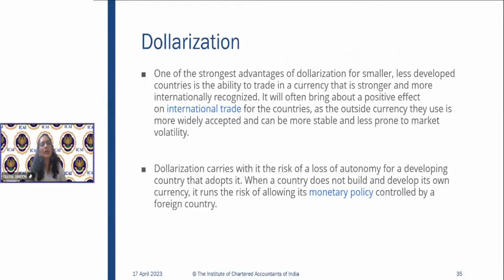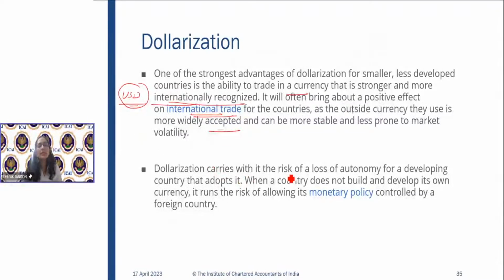So one of the strongest advantages of dollarization for smaller, less developed countries is the ability to trade in a stronger currency, and they get more internationally recognized. And this gives them trade benefits also. Obviously, आप international market में trade कर सकते हो because अगर आप USD में trade करोगे small country, तो you will get more value, no? So you can transact in the world market, you get acceptance in the world market, and that makes you more sustainable also. Sustainable होगा, country भी grow होगी.